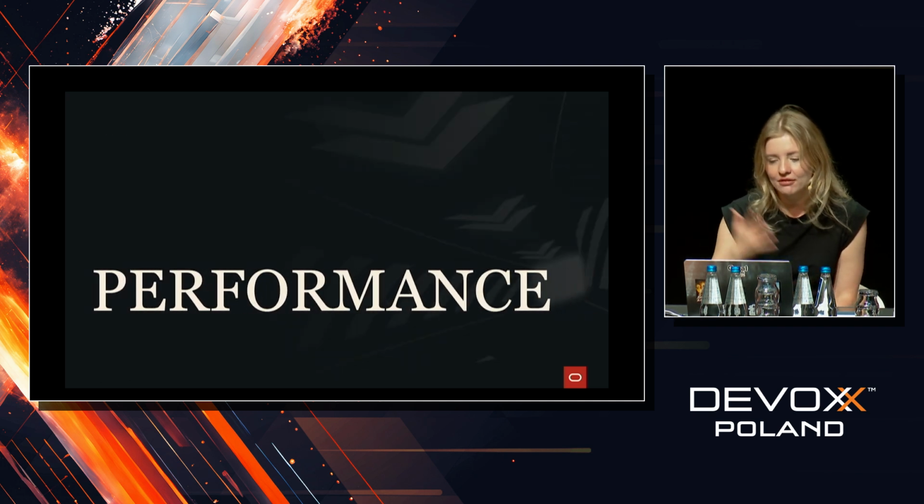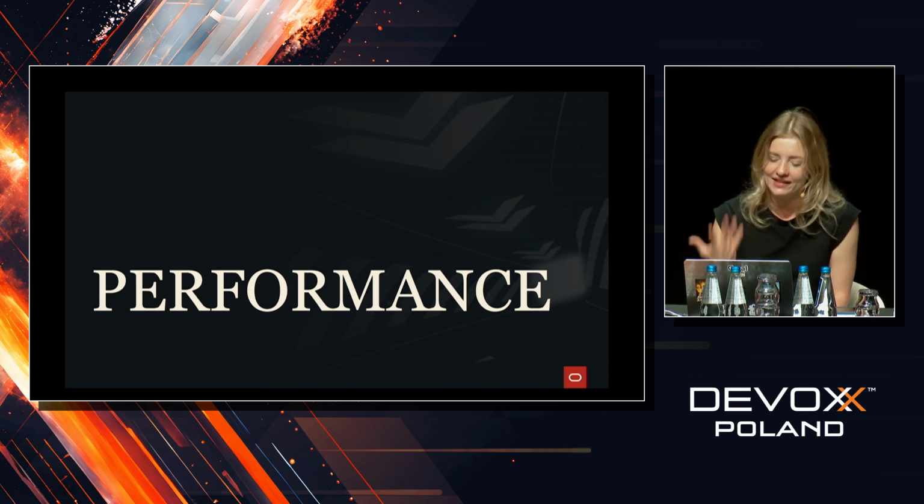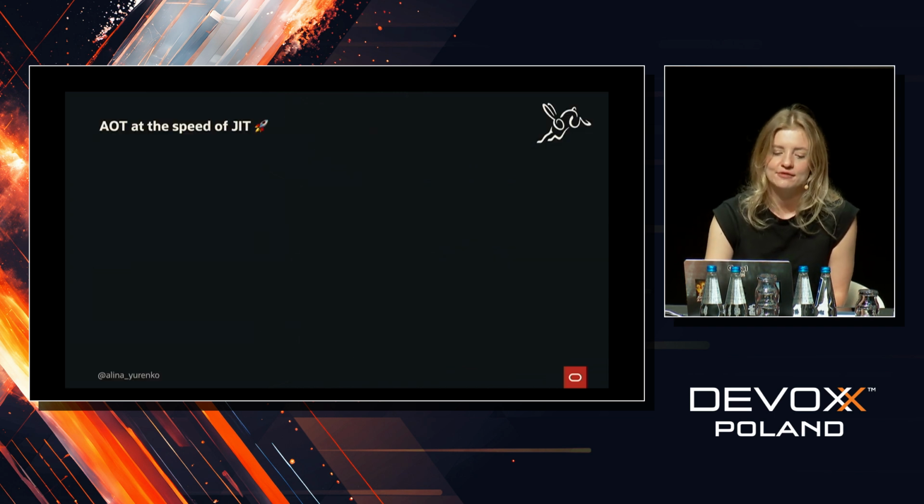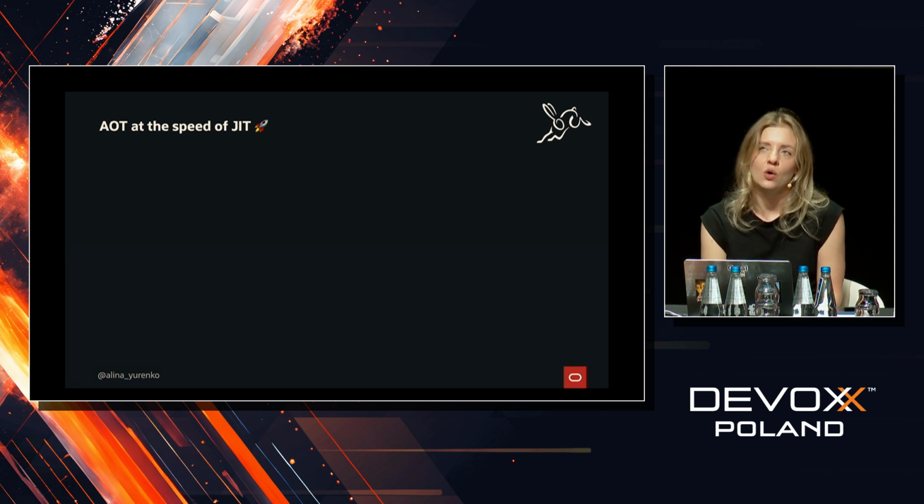Okay, and now let's talk about performance. I work in a compiler team, so obviously I care about performance a lot. And let's talk about AOT versus JIT. Let me ask you, who here believes that AOT compiled code can be on par or faster than the JVM?